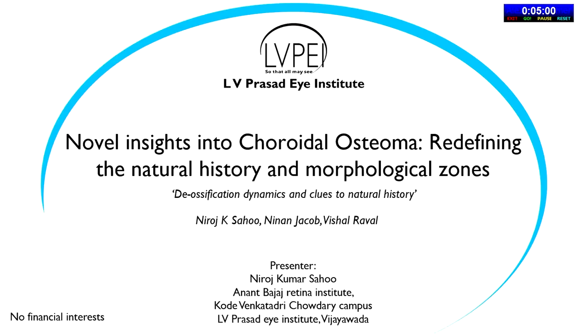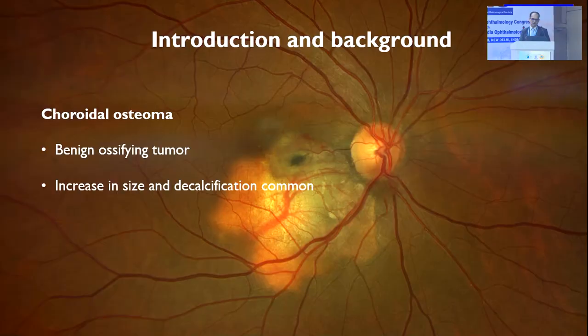Good morning, everyone. In one of the previous presentations, we saw most of the multimodal imaging findings in choroidal osteoma. What I'm going to talk about is more of a longitudinal study discussing how it grows, increases in size, or decreases, which gave us some clue about the deossification dynamics and the natural history. As you all know, it's a benign ossifying tumor which can increase or decrease in size.